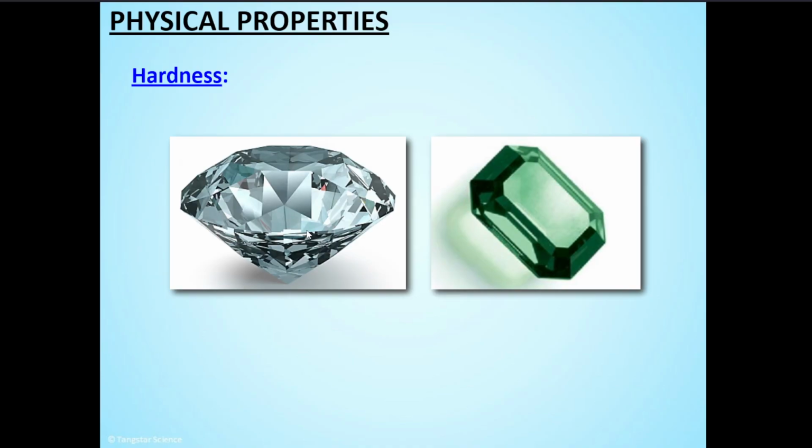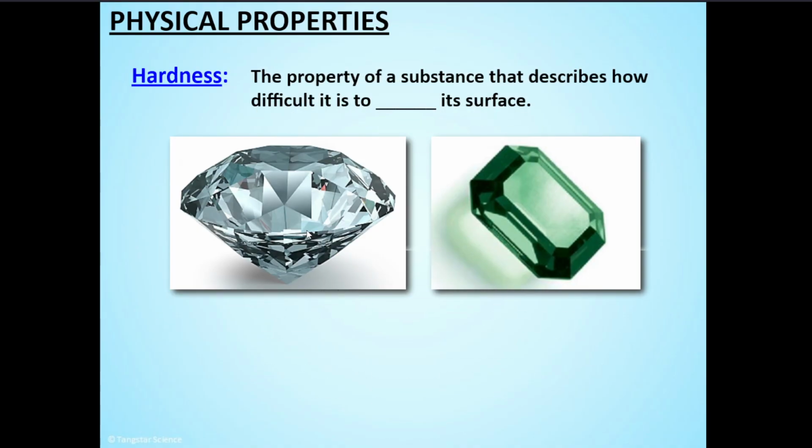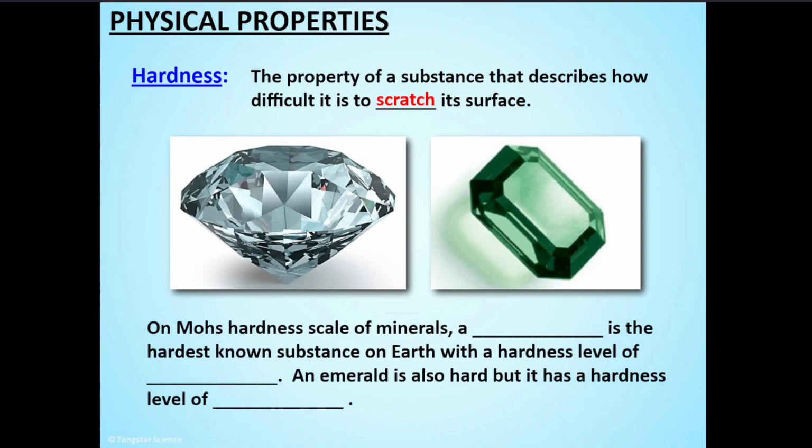Next, hardness. So hardness describes how difficult it is to scratch a substance's surface. So on the Mohs scale, a diamond is the hardest substance with a value of 10. And then an emerald is also very hard at the value of 7.5.